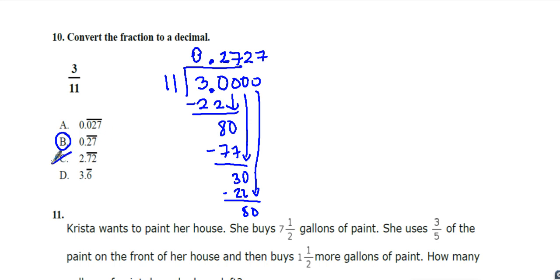Obviously, this is not right because it doesn't have a 0 in the ones place. This is not right because there should have been a 2 in the tenths place, and then D is just doing it in the wrong order. The 3 needs to go inside.